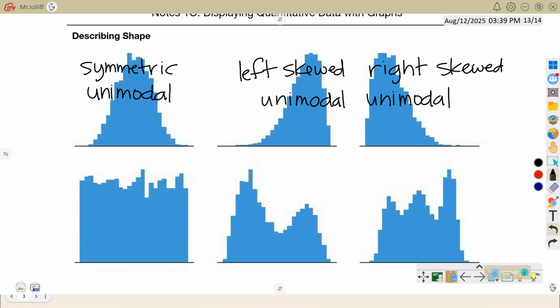All right, bottom row. This guy's a little weird. If I look at him, he's oscillating about like a single value. Some are above, some are below. But on average, this guy is kind of box-like. We would call that data uniform. All of the categories are uniform.